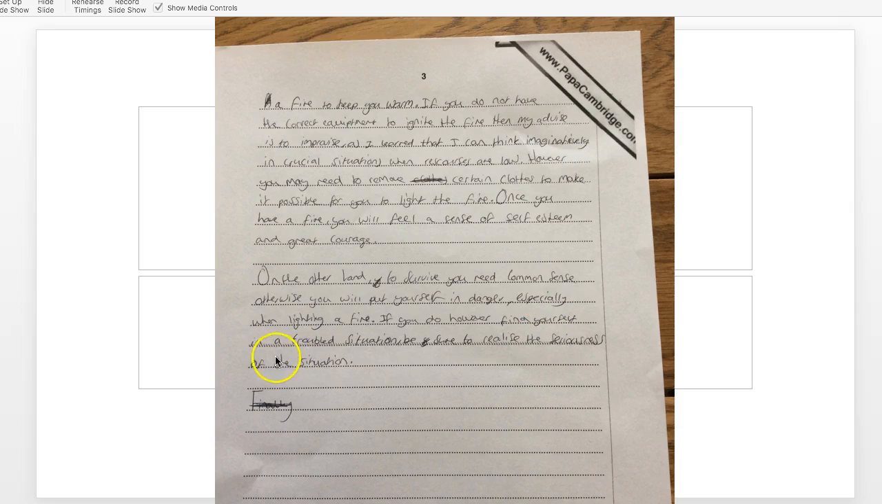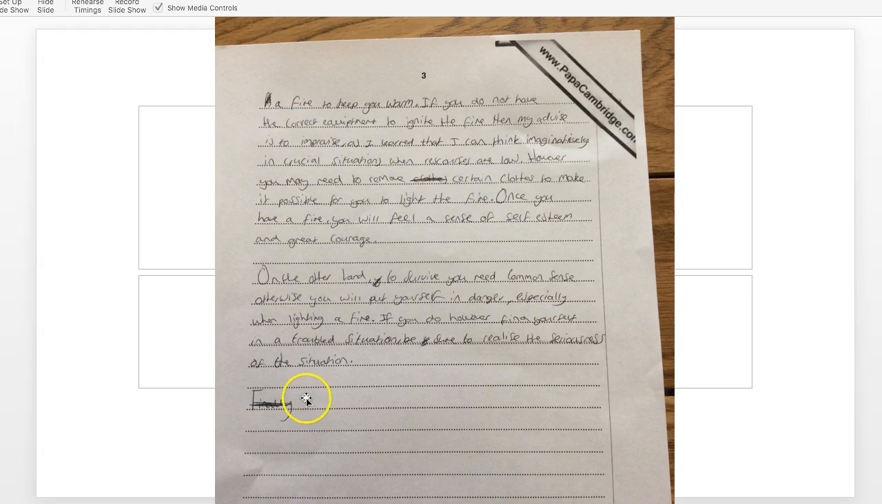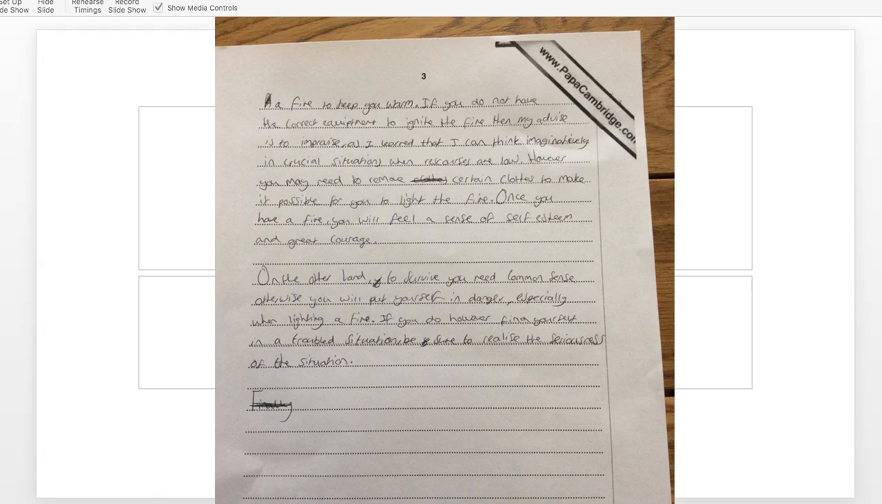If you do, however, find yourself in a troubled situation, again, you're being general, be specific. Be sure to realise the seriousness of the situation. Again, I hope you can see that this is really general. You've begun the paragraph with finally, so I'm assuming that you ran out of time here.